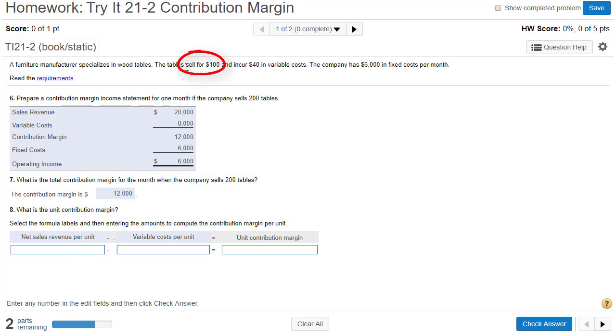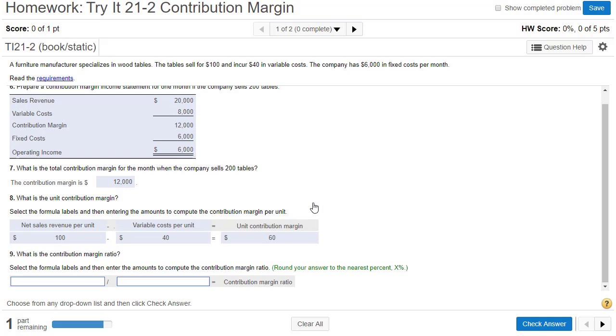So our net sales revenue per unit is $100 minus our variable cost of $40 gives us $60. Now notice this, 100 minus 40 equals $60 of contribution margin per unit. So what that $60 means is every time this furniture manufacturer sells a table, each sale generates $60 of contribution margin, which can then be used to cover our fixed costs. And once our fixed costs are covered, then it goes to generating profit.